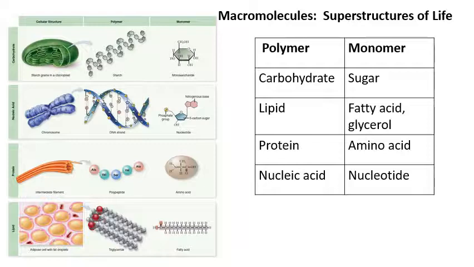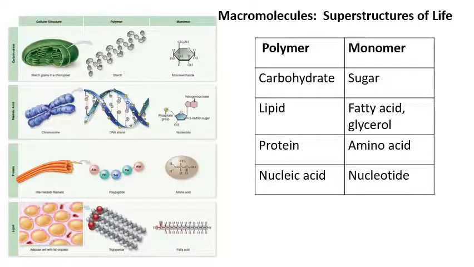We consider these molecules to be polymers. And we consider them to be polymers because they're large molecules that are made of smaller repeating subunits. And those smaller repeating subunits we refer to as monomers. So the monomers think of as these small little building blocks, and then when we put a whole bunch of those small building blocks together, you get the larger polymer.